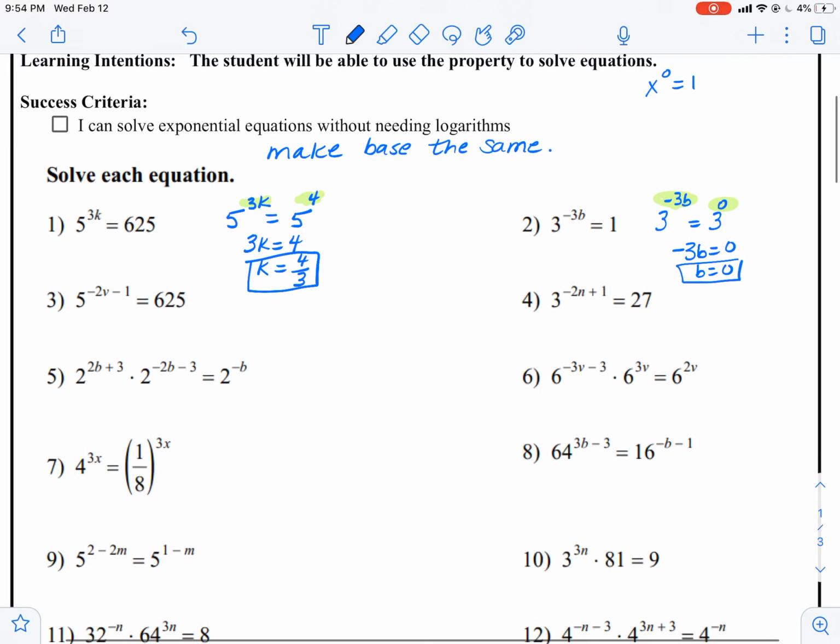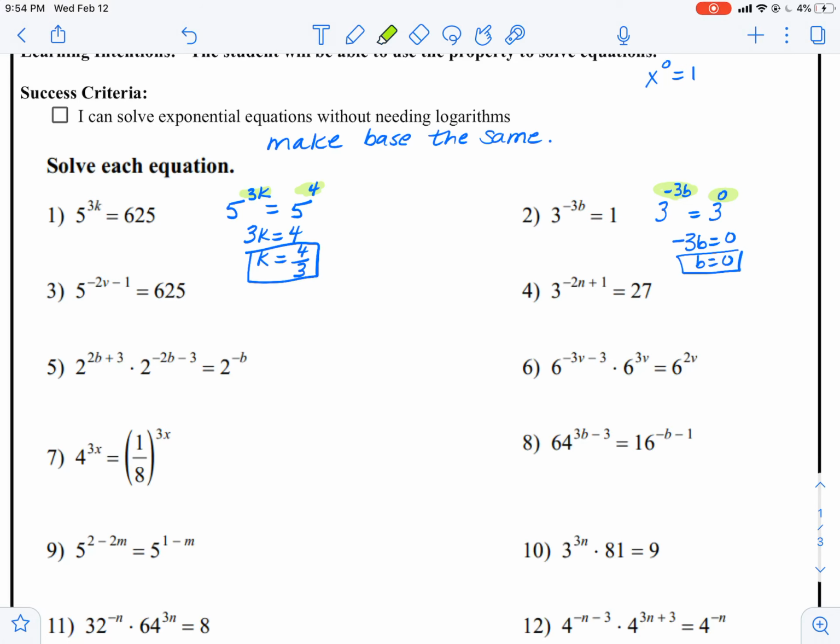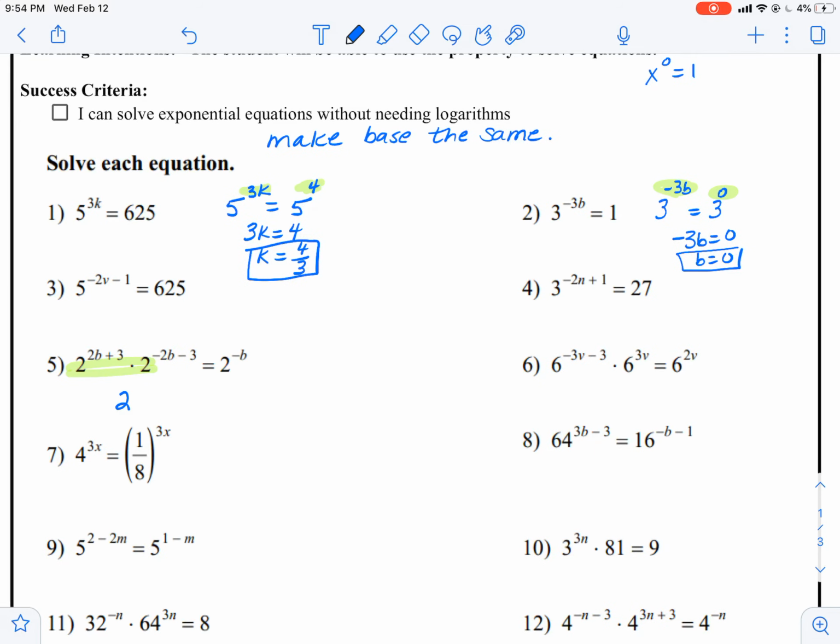This one is a little bit different, in that over on this side we actually have 2 to the 2b plus 3 times 2 to the 2b minus 3. The rule that I told you up here applies only if you have a number to a power equals that same number to a power. They've got to be equal. In this case, we're going to need to first put together these two expressions.